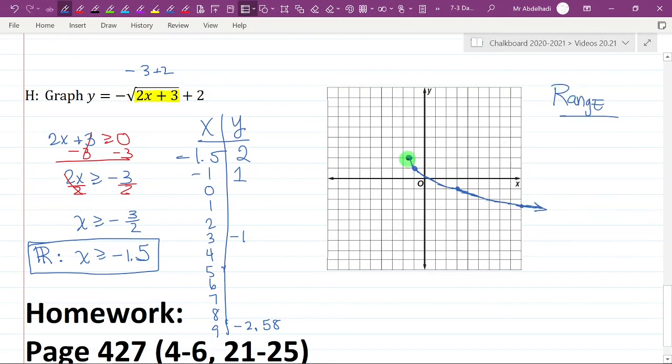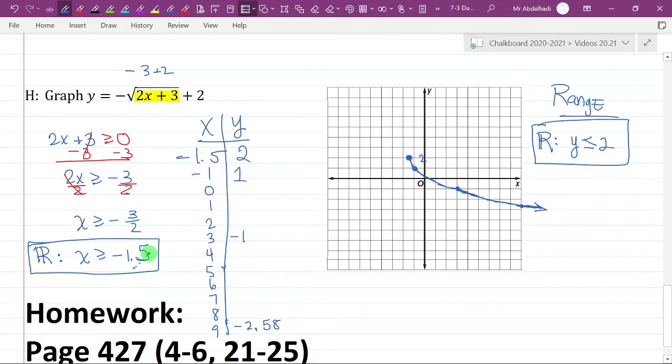Well, your range looks like this is a 2 right here, right? Your y's are starting at 2 and going down, so your range is all real numbers such that y is less than or equal to 2, meaning it starts at 2, but it goes down from there. And there's your range. So we have our domain, which we get from the inside of the square root, set greater than or equal to 0.